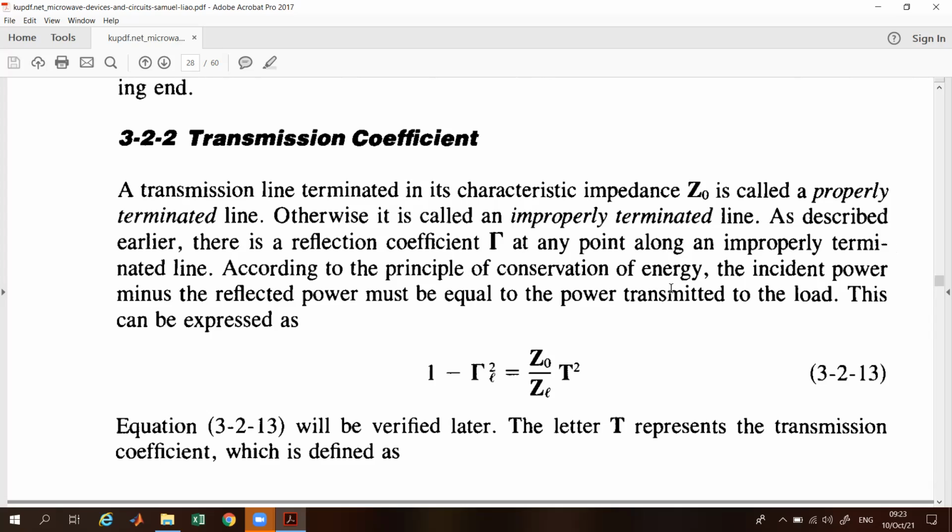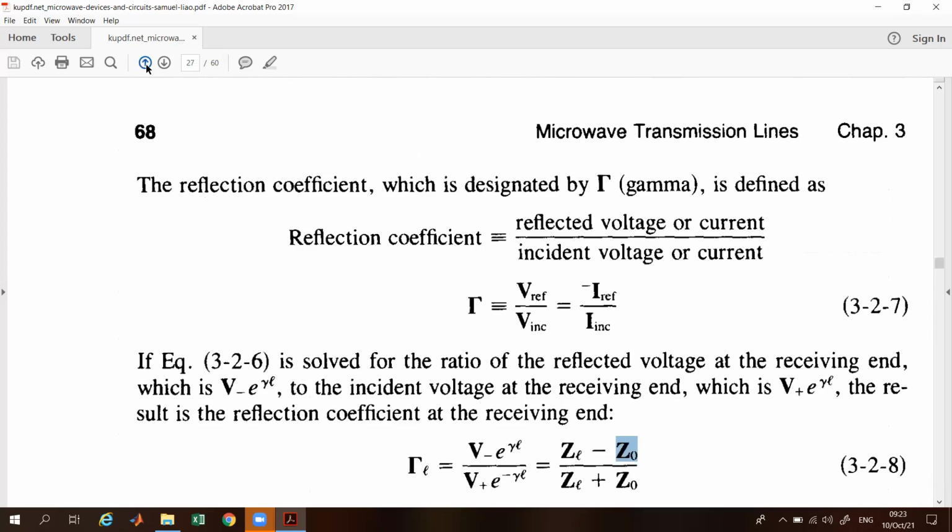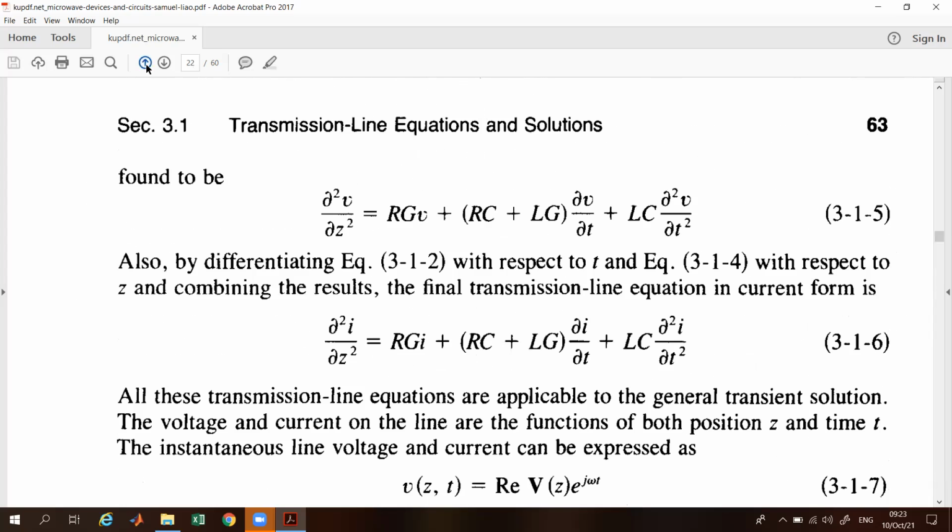According to the principle of conservation of energy, the incident power minus the reflected power must be equal to the power transmitted to the load. So we can say that 1 minus the reflection coefficient squared at length L will be equal to Z0 by ZL T squared. This relation has been derived from this point.